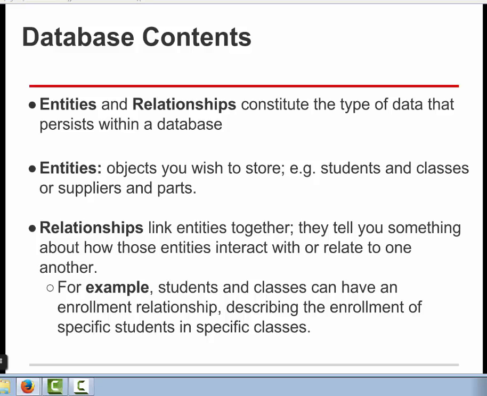What's in a database? Well, in the textbook chapter you're reading this week, you'll learn all about this idea of tables. But at an abstract level, we're concerned with really two things: entities and relationships. Ultimately, this is the type of data that is going to persist within a database. Entities you can think of as the nouns in a business case. These are the objects you wish to store in your database. The examples given here are meant to illustrate that. Things like students, classes, suppliers, and parts. It's relationships that link the entities we care about together and tells us something about how those entities interact. This interaction is often called a relationship.